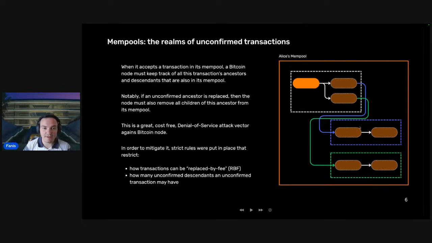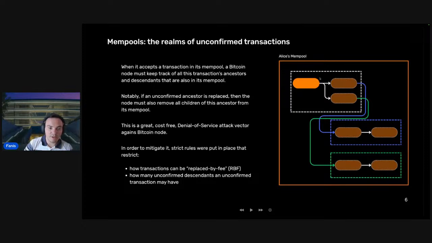A child transaction means that it spends outputs from another unconfirmed transaction as its own inputs. So we have here a first unconfirmed transaction that takes a confirmed output, a confirmed UTXO, and creates, in this example, two new yet unconfirmed outputs. And then, nothing prevents us from doing so, we can create other transactions that take these unconfirmed outputs and use them as inputs.